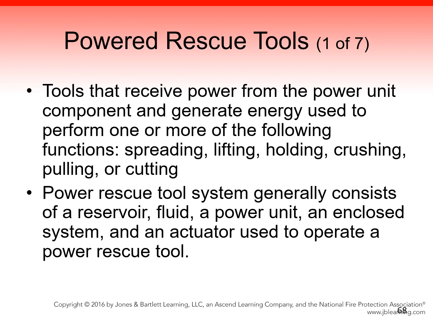Powered rescue tools. NFPA 1936, Powered Rescue Tools, defines the following components that relate to this section of the chapter. A power rescue tool is a tool that receives power from the power unit component and generates energy used to perform one or more of the following functions: spreading, lifting, holding, crushing, pulling, or cutting. These tools are generally powered by a power unit, which is a prime mover and principal power output device used to power the rescue tool. Power units rely on either a portable power unit or a PTO-driven system on the fire apparatus.